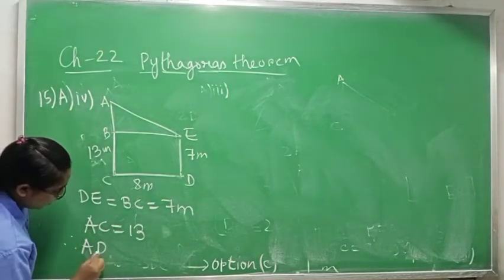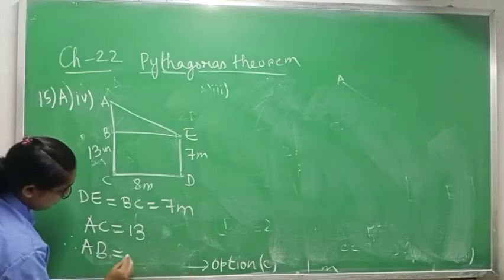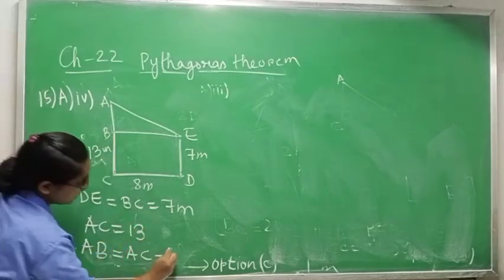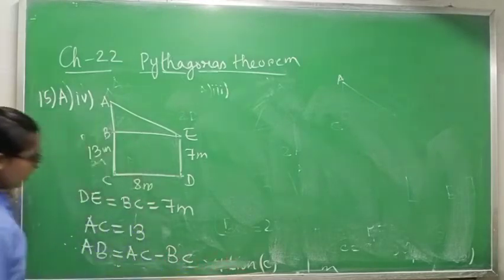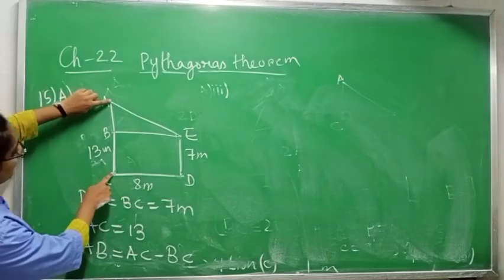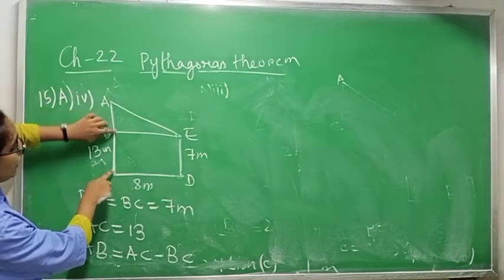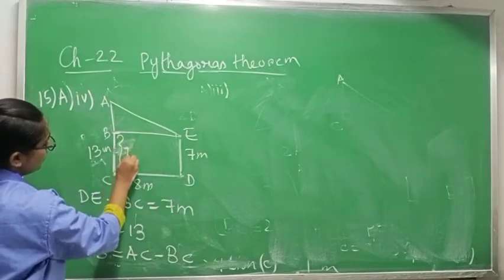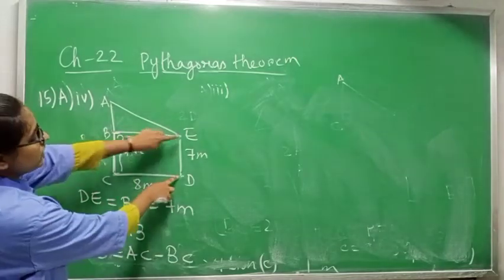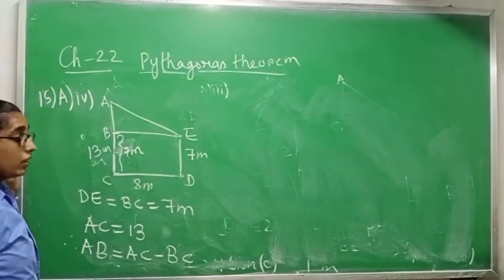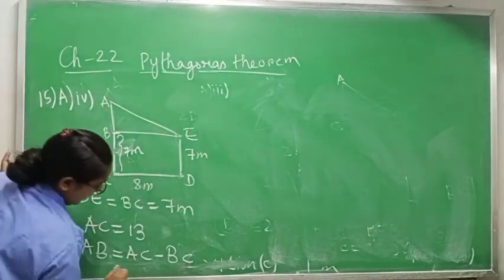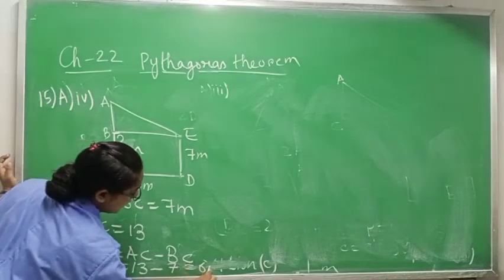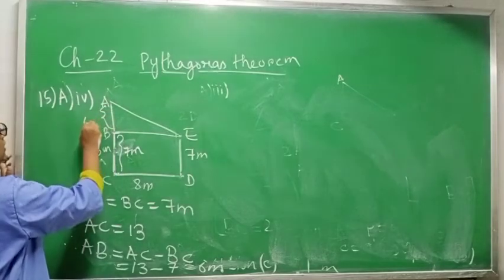Therefore, AB equals AC minus BC. Means what I am doing? AC, which one is AC? Full 13 meter minus this BC. This is 7 meter from here to here only. Means this part is only 7 meter. Okay, because this is 7, so that is why this is also 7. So AC is 13 and BC is how much? 7. So how much you will get? 6 meter. Means AB is 6 meter.